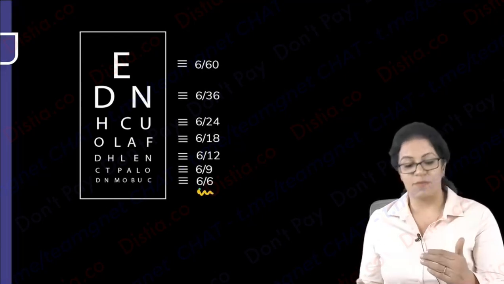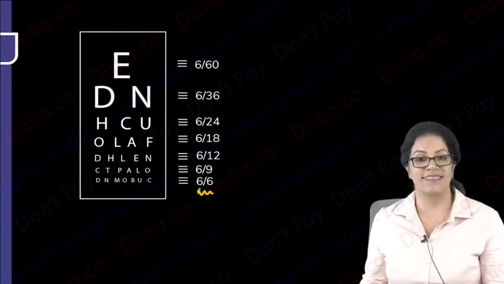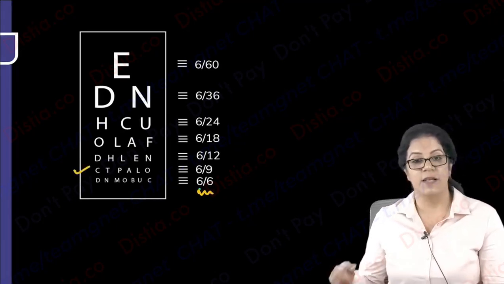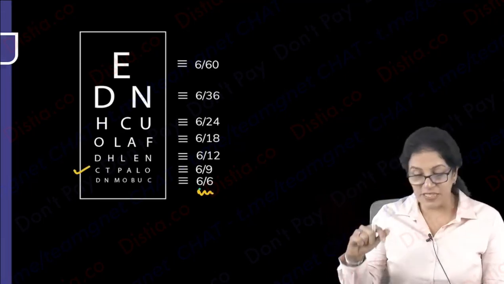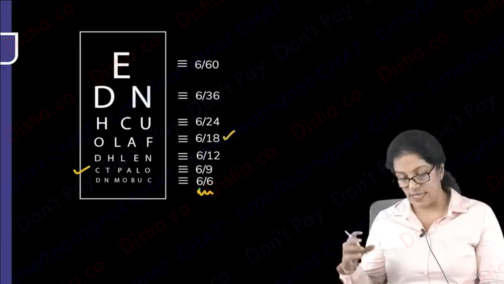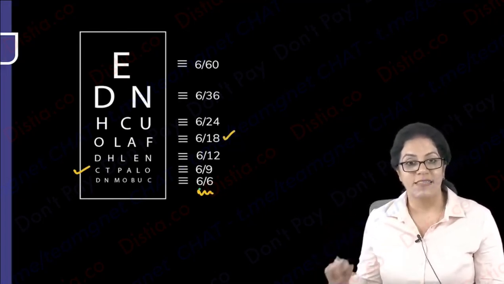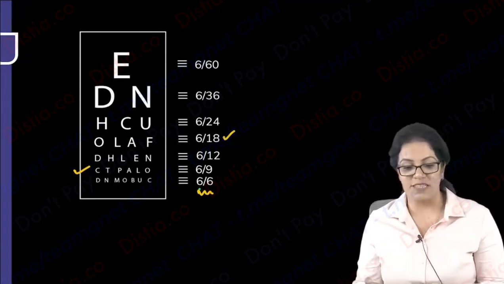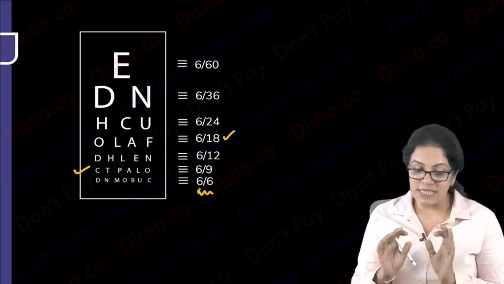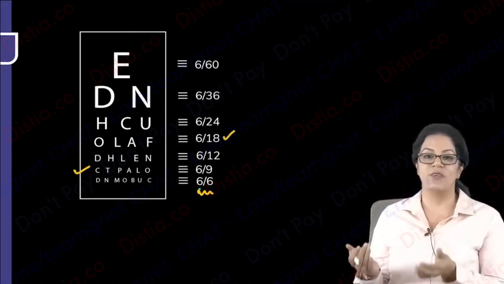Your patient is sitting at 6 meters, so the numerator 6 is constant. But when I say 6 by 9, it means a normal person can read this size of letters from 9 meters, which my patient can only read from 6 meters. If I say 6 by 18, this size can be read from 18 meters by a normal person, which my patient is reading only from 6 meters. So be very, very clear about this first. Many of us are confused regarding this also. This is how we depict visual acuity by comparing with the normal.